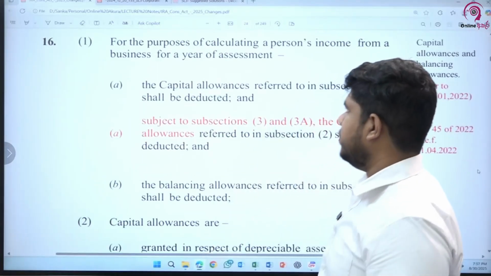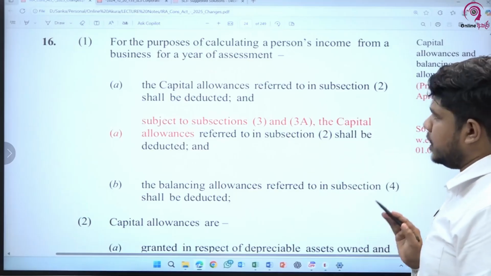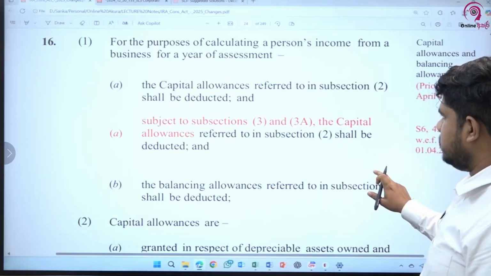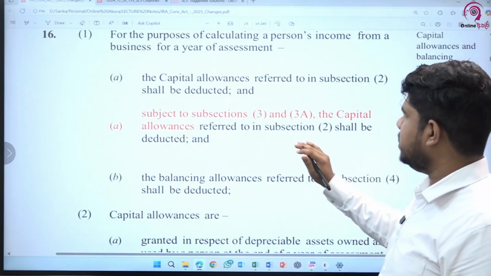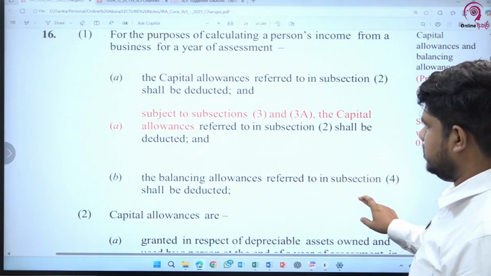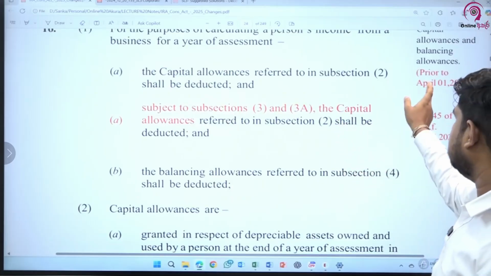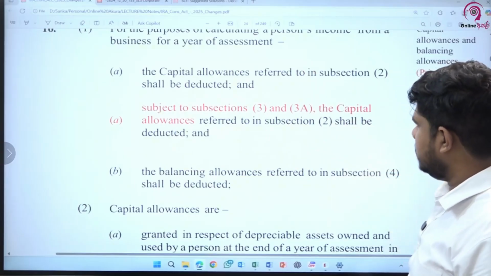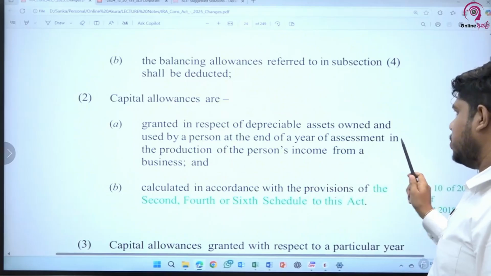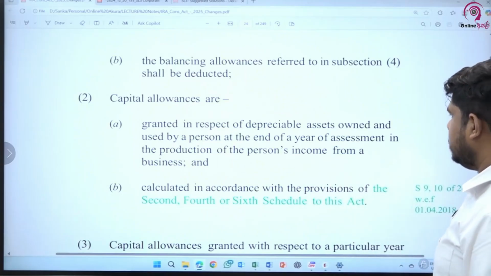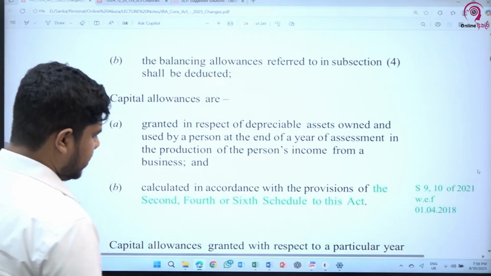Remember this section. For the purpose of calculating a person's income from business for a year, the capital allowance referred to in subsection 2 shall be deducted, and subject to subsection 3, the balancing allowance allowed, right? This is the amended section which is prevailing now. This is before April and now this section is prevailing. Capital allowances are granted in respect of depreciable assets owned and used by a person at the end of the year of assessment in the production of the person's income from business. I'll give the summary of what is important here.